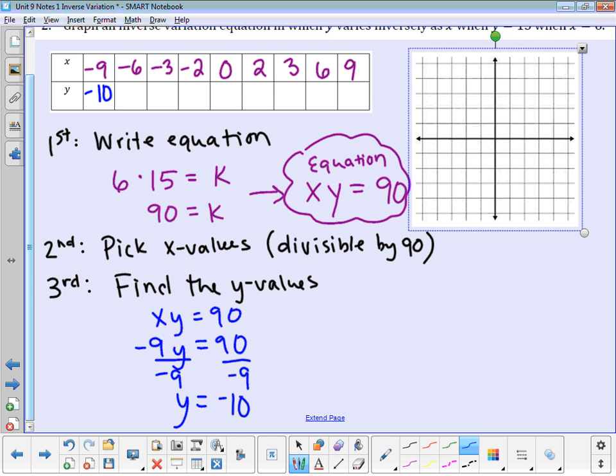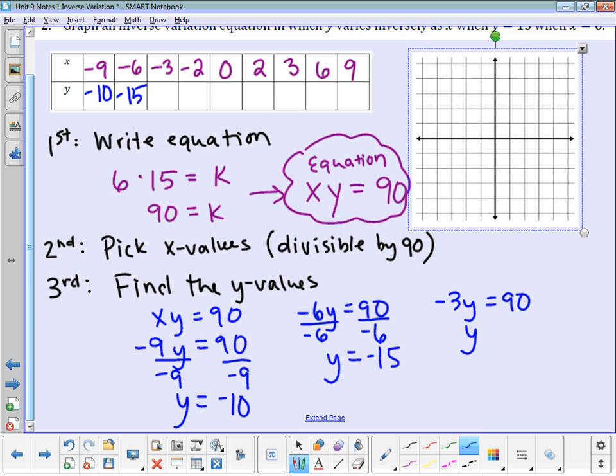Then for -6, I'd have -6 times y is equal to 90. Divide by -6, and I get y is equal to -15. So I can keep going and find all these values. -3 times y equals 90. That's going to be a y value of -30. -2 times y equals 90. That's going to be a y value of -45.